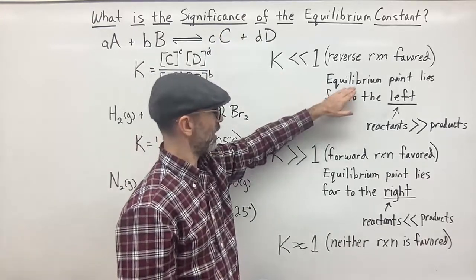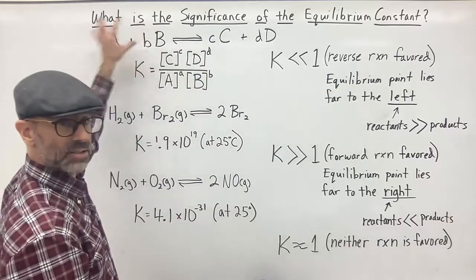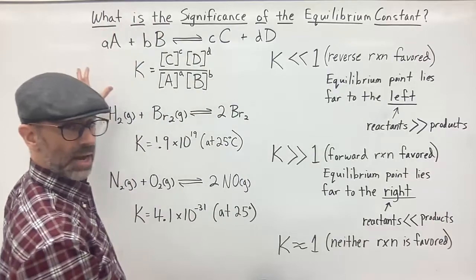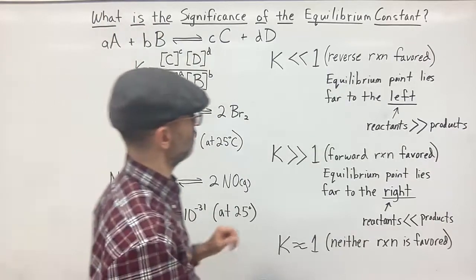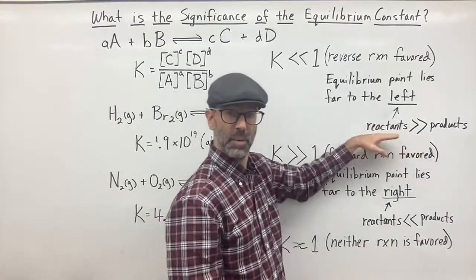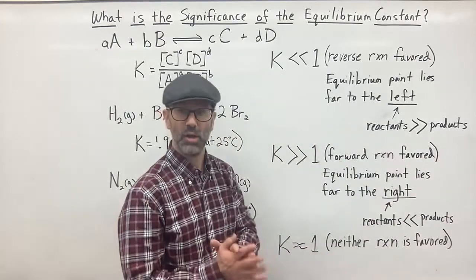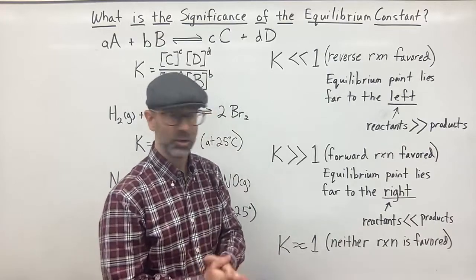And so we say that the equilibrium point lies far to the left. The reactants are on the left. So it favors the reactants. It favors the reverse reaction. Your amount of reactants is going to be larger than your products at equilibrium. All of this is applying at equilibrium.